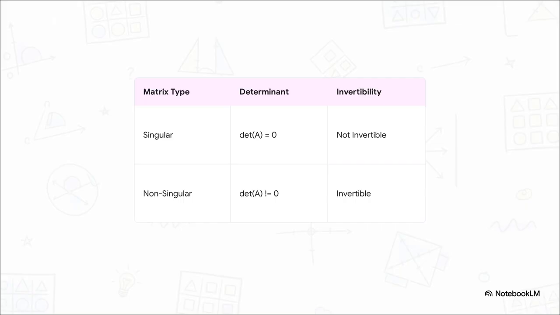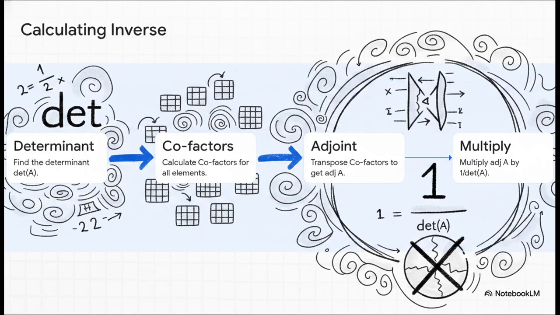If you calculate the determinant of your matrix and it's exactly 0, that matrix is what we call singular. And a singular matrix is fundamentally not invertible. No inverse exists. You just stop right there. An inverse is only possible if the matrix is non-singular, which just means the determinant is literally any number other than 0. So let's say your matrix passes the non-singular test.